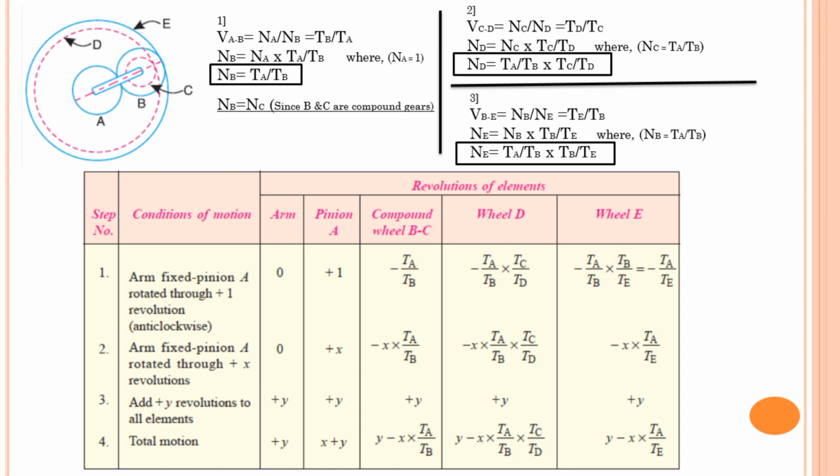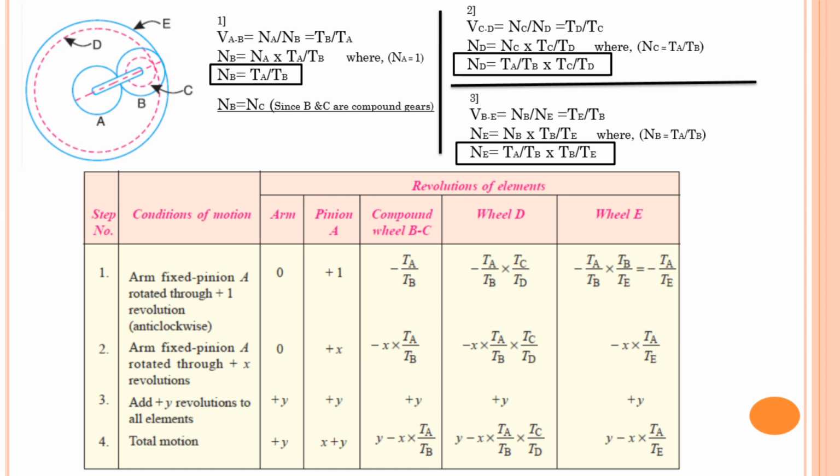Now this D and E I can shuffle as well. That means first I can write E gear and then gear D. There will be no problem. Now I have written all the elements. Now I will apply the condition. Fix the arm and give plus 1 revolution to gear A. This is my first condition.